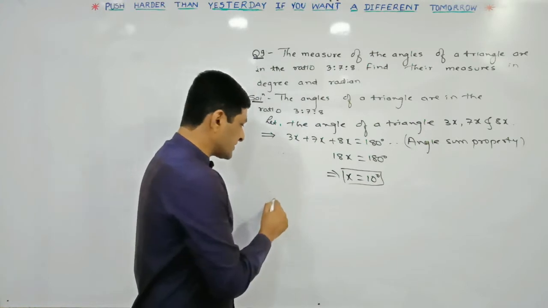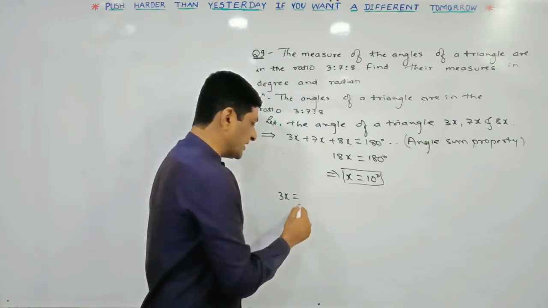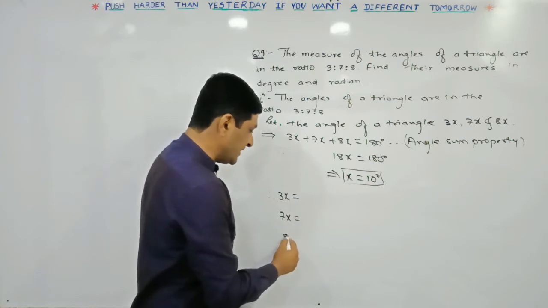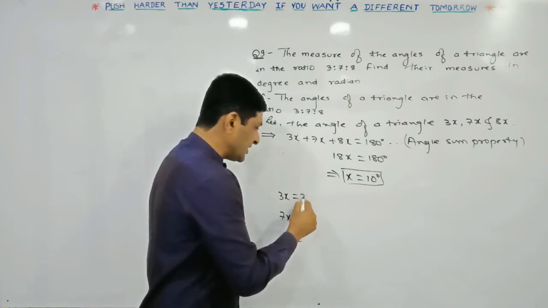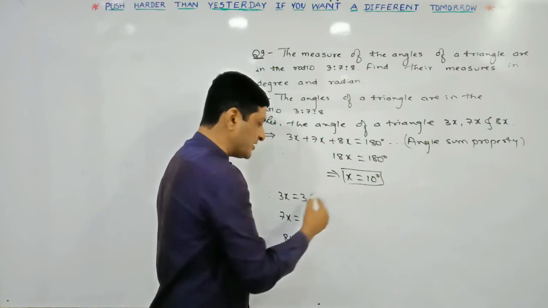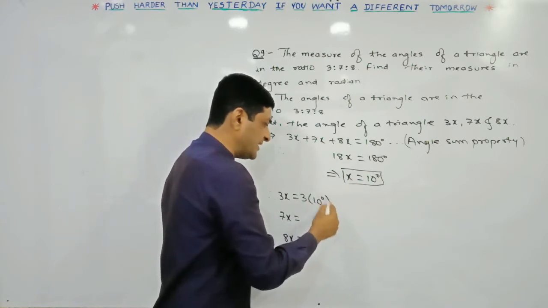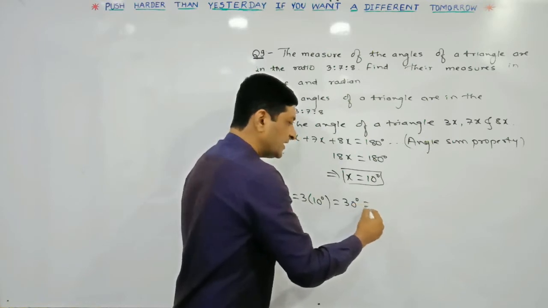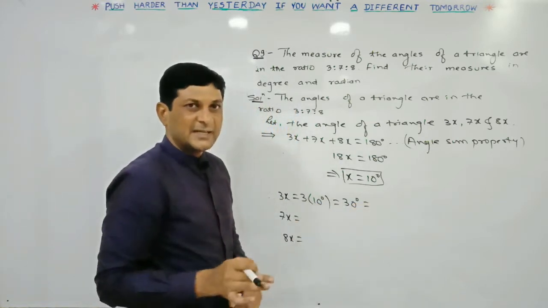So which is the first angle? 3x. The second angle is 7x, and the last angle will be 8x. So 3, keep it as it is. We are replacing x by its value. What is the value of x here? 10 degrees. So 3 into 10 will be equal to 30 degrees. In this way we have got the first angle in degrees.